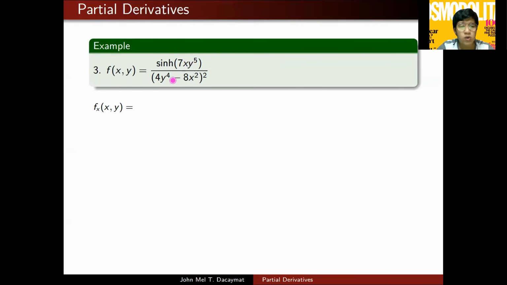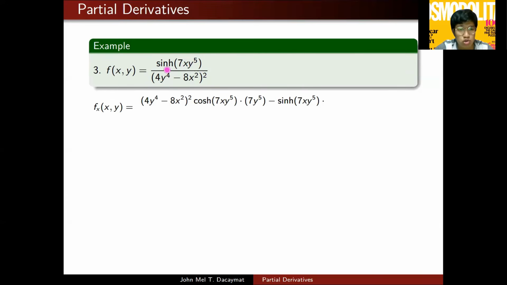Again, low, so copy yung denominator. Di high, derivative ng sinh ay cos. Tama? Tapos, derivative pa nung nasa loob. So, with respect to x ako nag-differentiate. So, yung 7y to the 5th ay constant lang times derivative ng x, which is 1. So, 7y to the 5th lang. So, this is my low di high minus high di low.